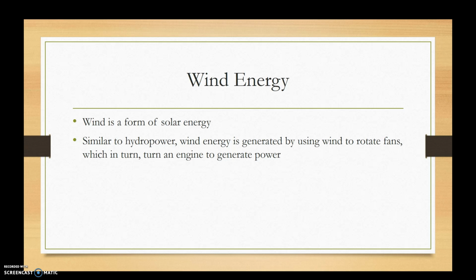Wind energy is a form of solar energy. We get the heat from the sun, and it moves air on the planet. It's similar to hydropower. Wind energy is created by using wind to rotate fans, which then rotate a generator, which generates power. Very similar to hydropower, how it's just turning a generator.